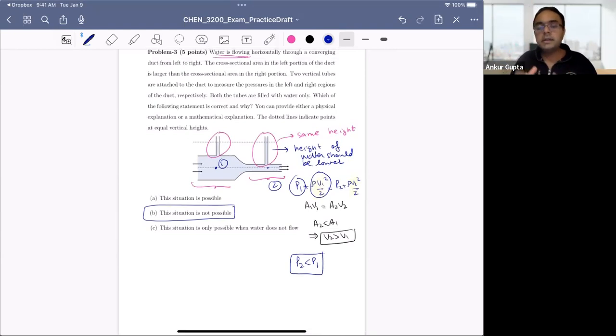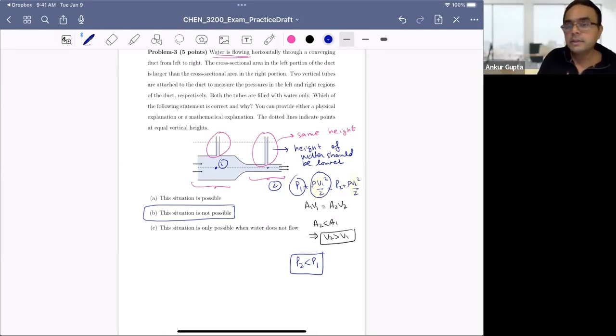So that means that velocity is bigger, which means pressure is lower. And if the pressure is lower, then I should have a smaller height of the column. But I have a larger height, so it is not possible because that means that the pressure there is higher, which is not true. We just found the pressure is lower.